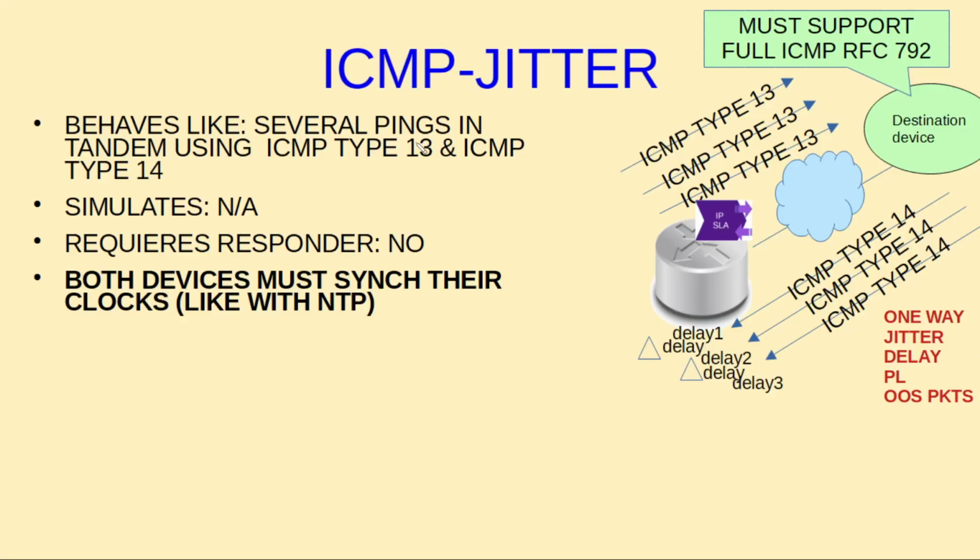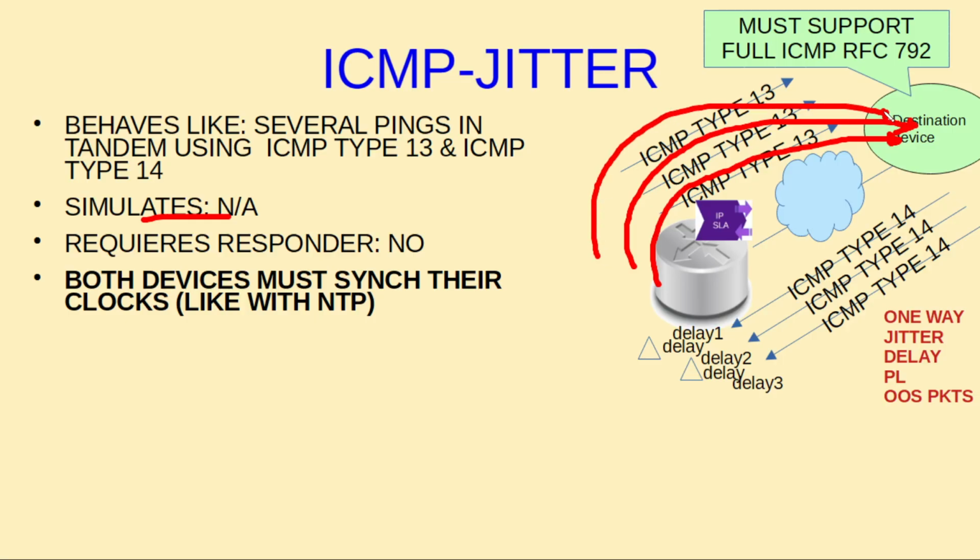Next operation, ICMP jitter. We are not simulating any particular type of application in this case. We are going to send several probes in tandem, one after another, using ICMP type 13, and we are going to be expecting several responses with ICMP type 14. In order for this to work, the destination must support a full implementation of the ICMP RFC 792. We are going to calculate in this way the jitter, delayed packet loss, and out of sequence packet.